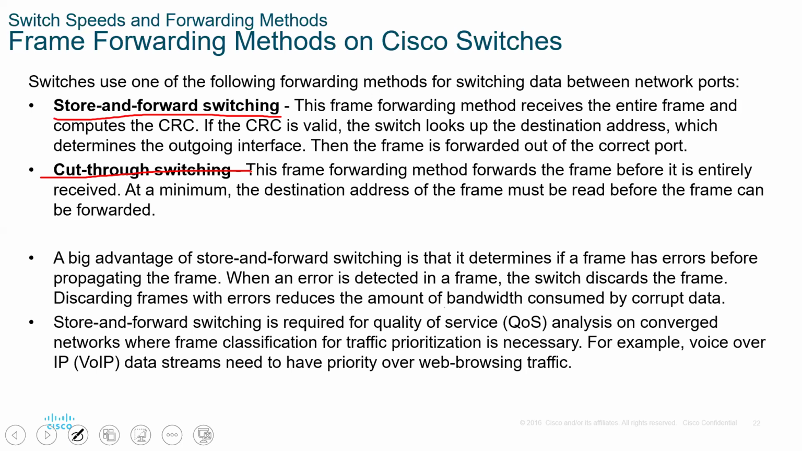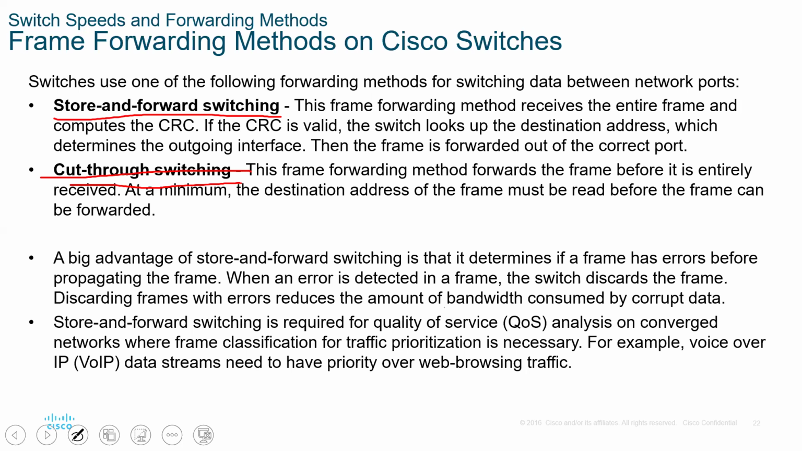So in store and forward, a node will have to receive the complete frame first before it begins to forward it. It receives the complete frame, checks for errors, and then forwards it. But the other type is called cut-through switching. This frame forwarding method forwards the frame before it receives the entire frame.